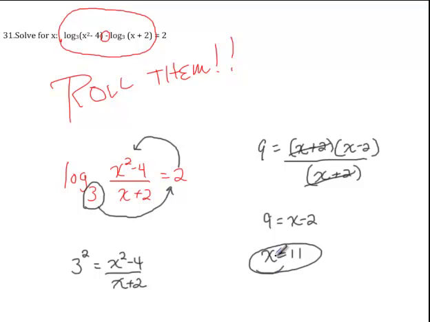I'll check to make sure that that can work. 11 squared is 121 minus 4. That gets me a positive number. Good. 11 plus 2 gets me 13. Good. So this is my acceptable answer.